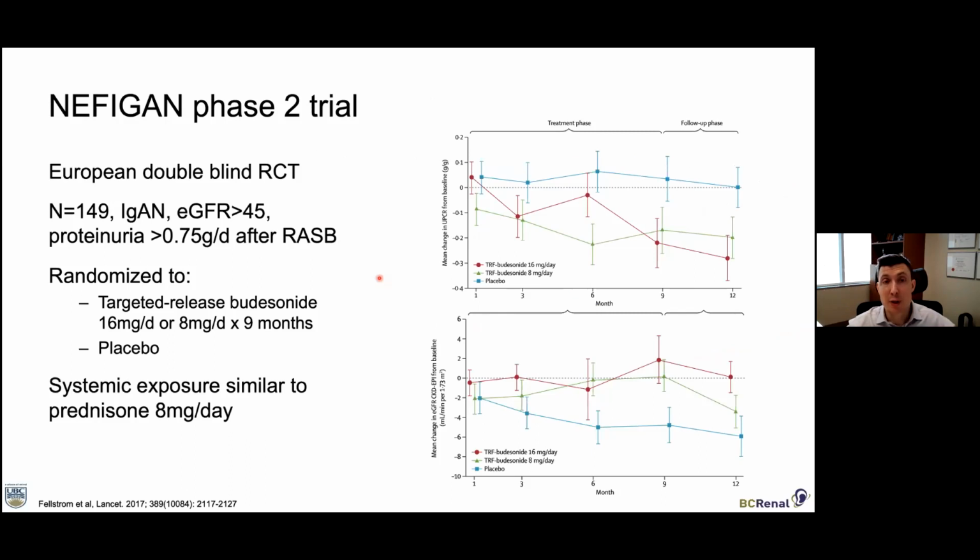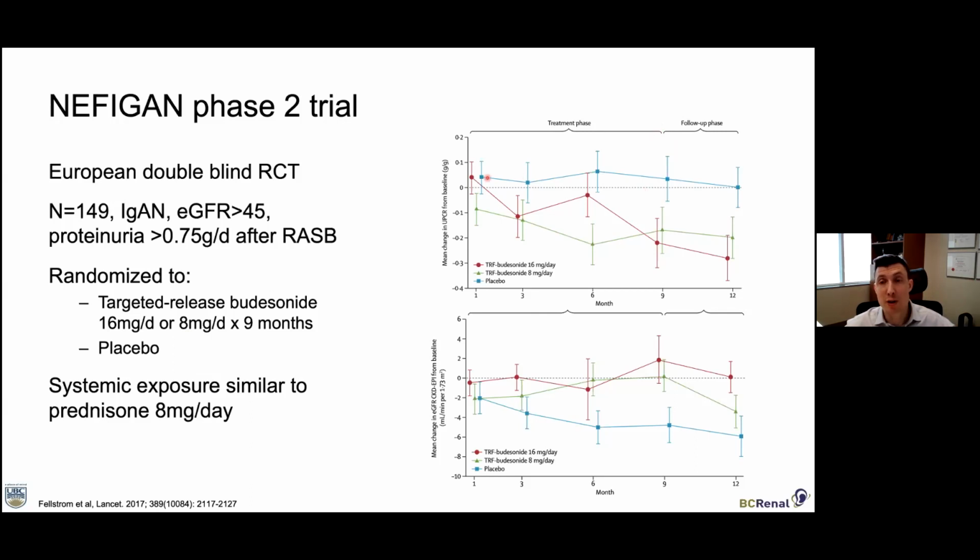So there was a phase 2 study called the NEFIGAN study, which recruited people with IgA nephropathy and randomized them to placebo or 2 different doses of targeted release budesonide. The systemic exposure to steroids was thought to be around 8 milligrams per day. So that's what gets through the liver and exposed to the rest of the body, which is actually a very low dose associated with a very low side effect profile. So the treatment was given for 9 months, and then people were followed up to 12 months.